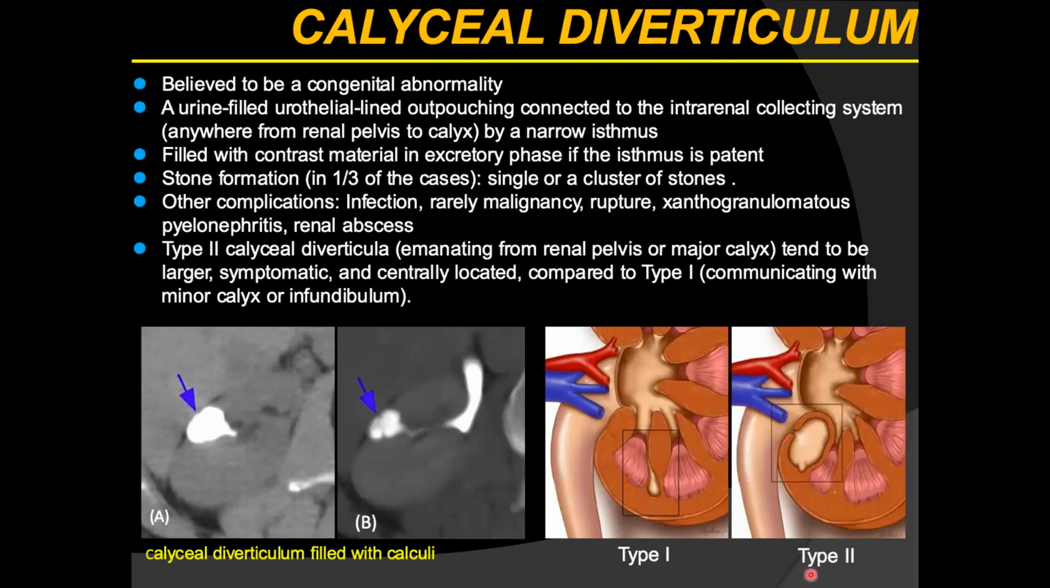Now, the type 2 caliceal diverticuli usually emanate from the renal pelvis or the major calyx, and tend to be larger, symptomatic, and centrally located compared to the type 1, which communicate with either the minor calyx or the infundibulum. Again, you can see this is a caliceal diverticulum filled with contrast. This is a plain scan. You can see the calculus in this case, and you can see the diverticulum and the isthmus which is opacified here.